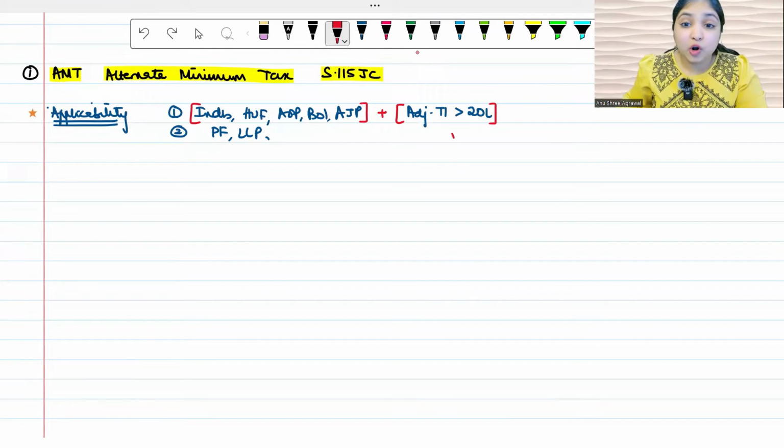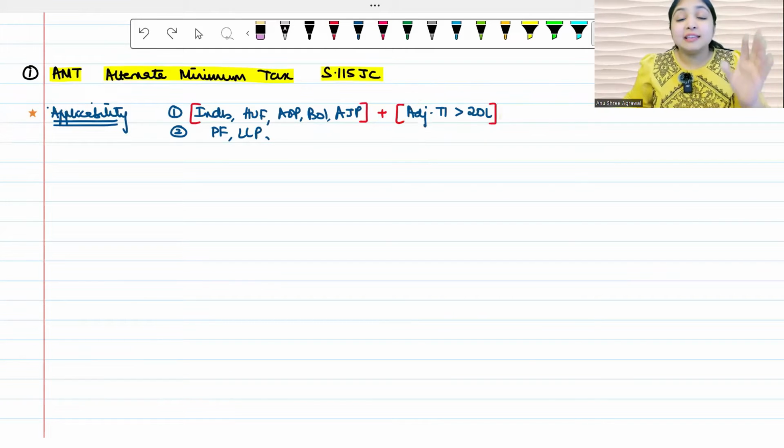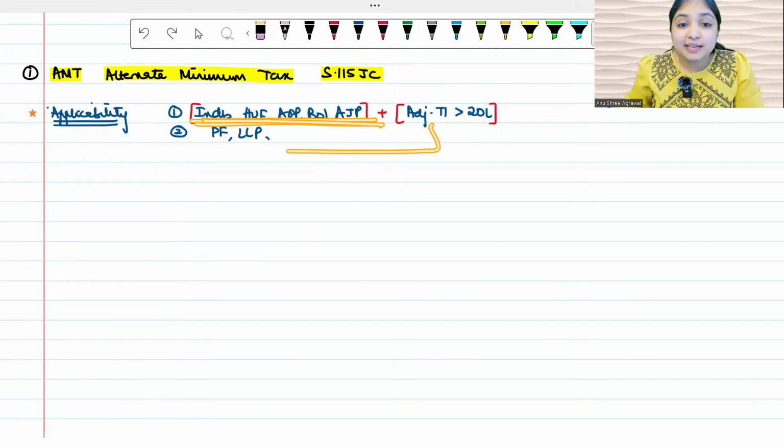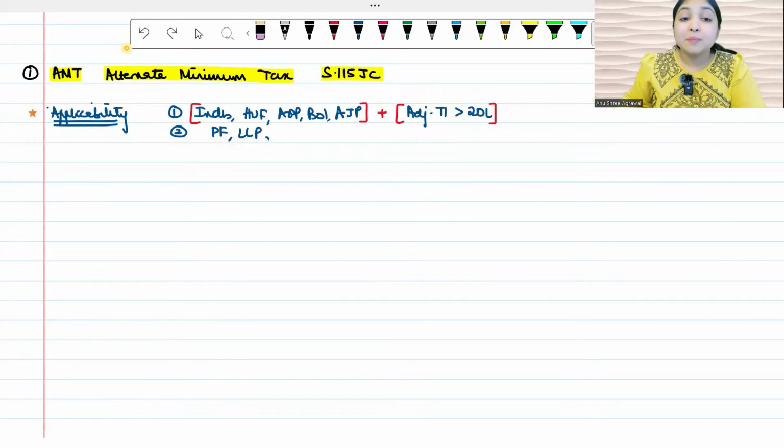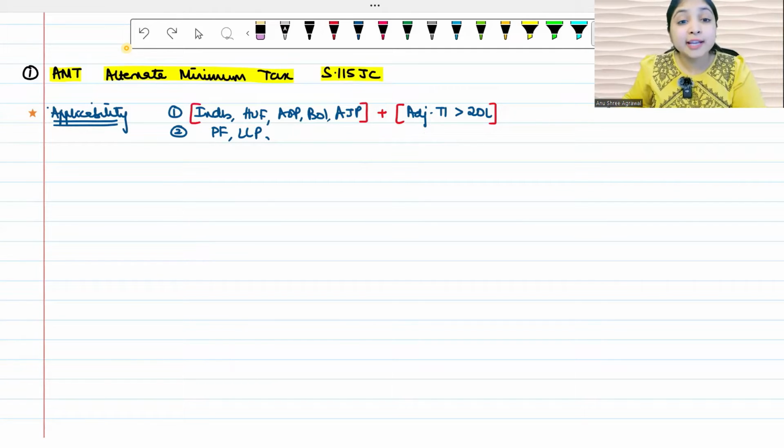Are you understanding? See, either you be firm and LLP. For firm and LLP, we are not talking about the total income of 20 lakh. That criteria itself is not there. This criteria that adjusted total income should be more than 20 lakhs is only for individual HUF, AOP, BOI, AJP. This criteria is not applicable to firms and LLPs. Which means this concept of AMT, will it apply to all firms and LLP? Yes. But will it apply to all individuals HUF, AOP, BOI, AJP? No. It will apply only to those individual HUF, AOP, BOI, AJP whose adjusted total income is more than 20 lakhs. But if your assessee is a firm or an LLP, doesn't matter what the adjusted total income is, AMT will apply.